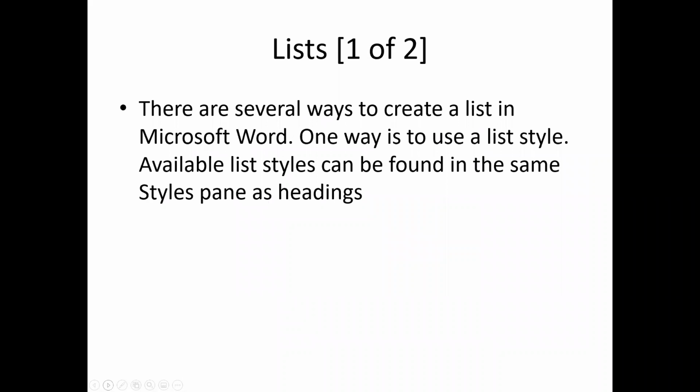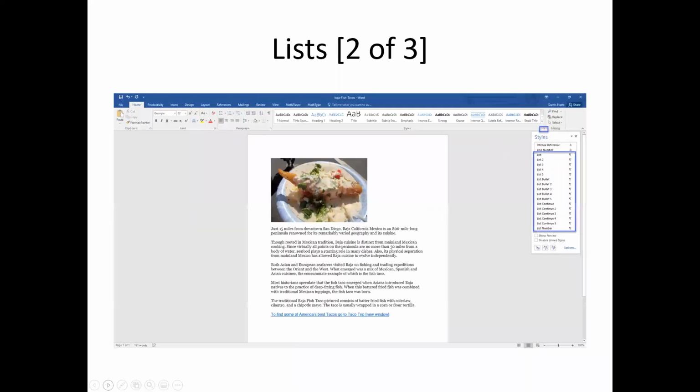So we're going to talk a little bit more again about that styles group, that styles pane, and what you can do with it. And one of the things you can do is just create a list using the list style. But again, what's good about it is it lets you automate your document production process. So we'll talk about styles in another minute here.